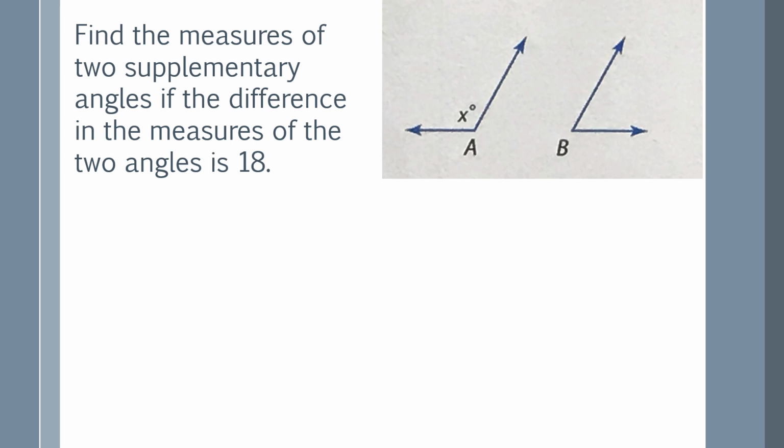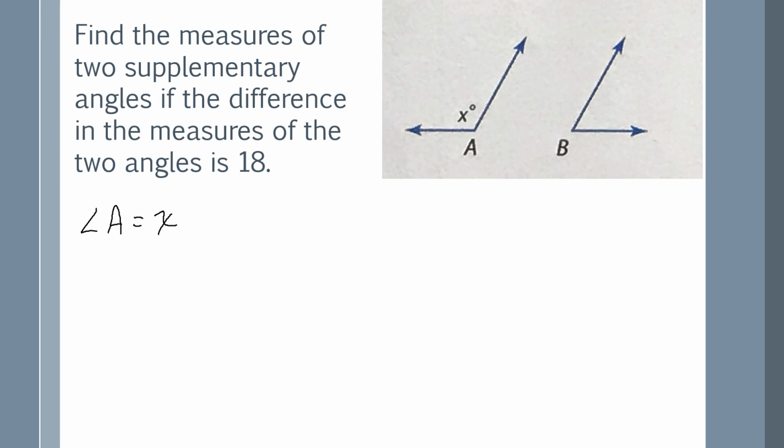Okay, so here we are with an example problem. Find the measures of two supplementary angles if the difference in the measures of the two angles is 18. We're always going to assume one angle is smaller and one angle is larger. So if we say angle A is X, that appears to be the larger angle. So angle A is equal to X.